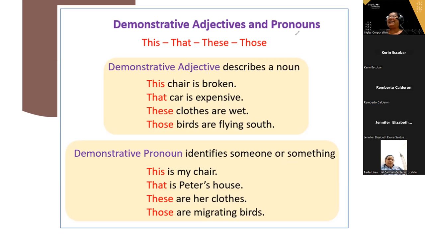But I'm going to include something. If I say a pronoun, let us think just for a while, a little bit in Spanish. If I ask you in Spanish, what is a pronoun? What can you say about that in Spanish?